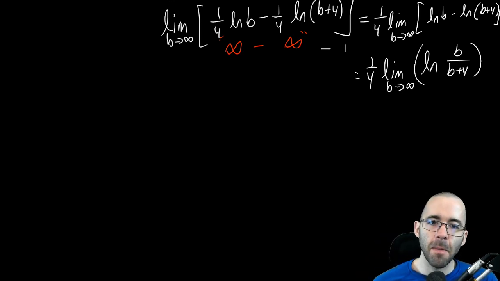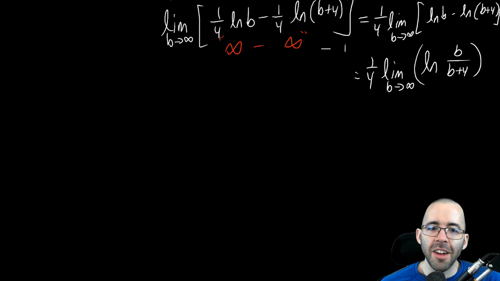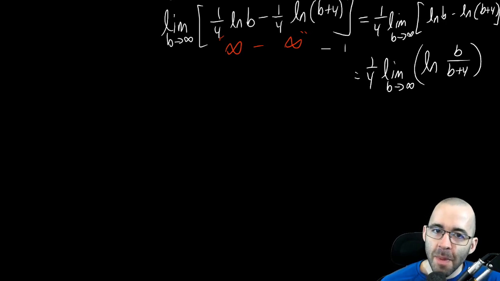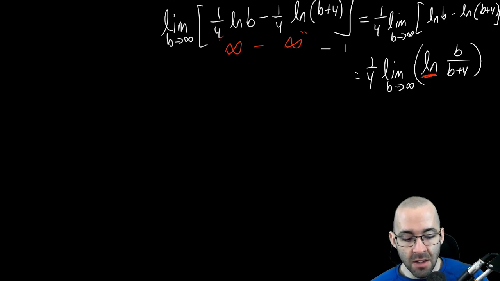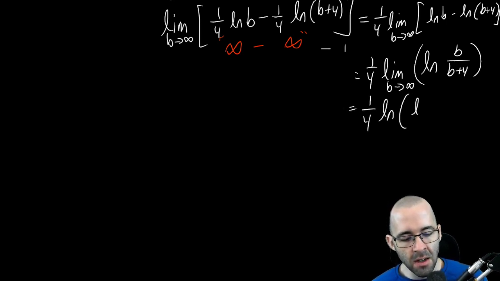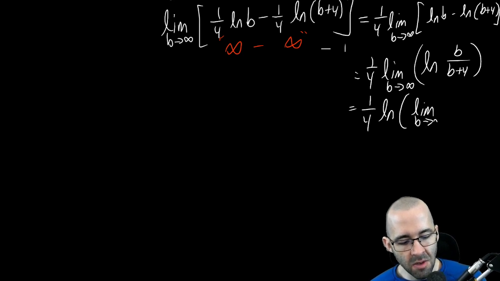And now what's happening? Now, you may or may not remember from Calc 1, because there's a lot of limits, so you're going to have to review your Calc 1. You may or may not remember that if we have function composition, which we do here, some function, and there's another function inside of it, if the outside function's continuous, the limit can go inside. And that's exactly what we have here. So this is 1/4 times the natural log of the limit as b goes to infinity of b over b plus 4.